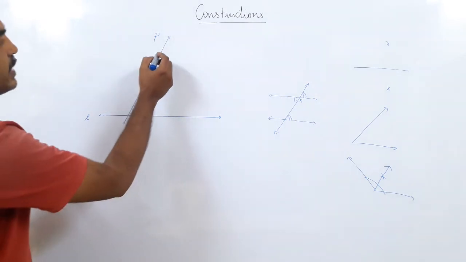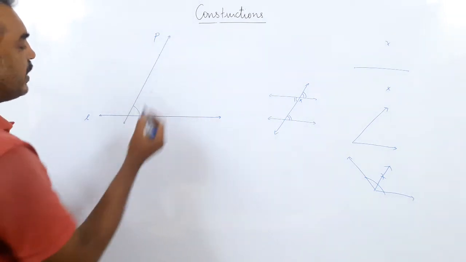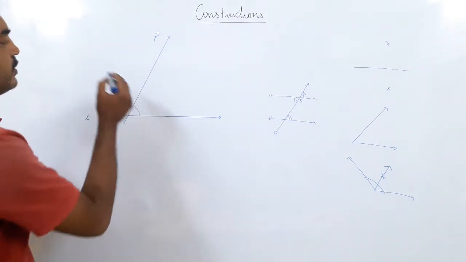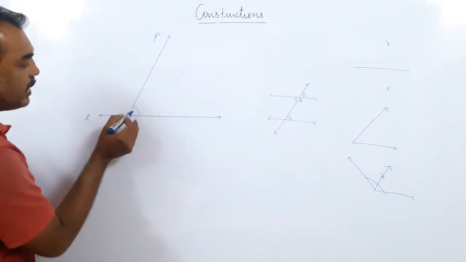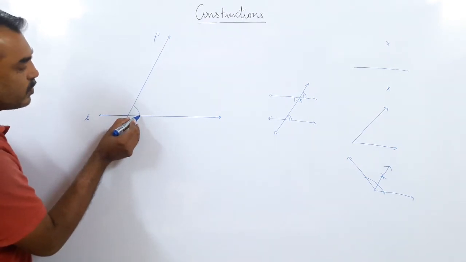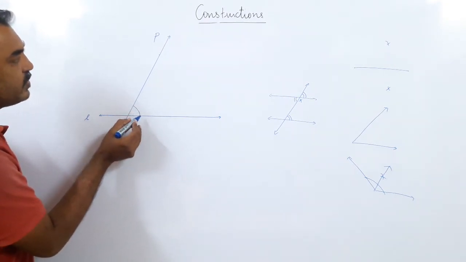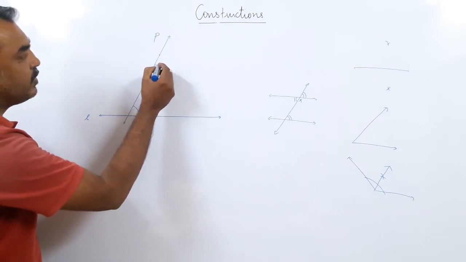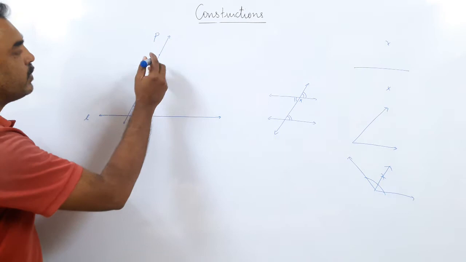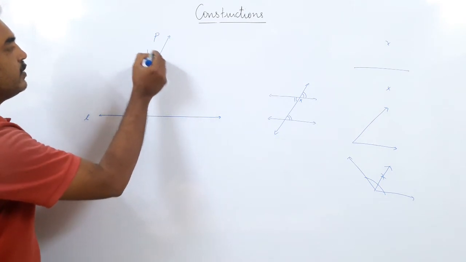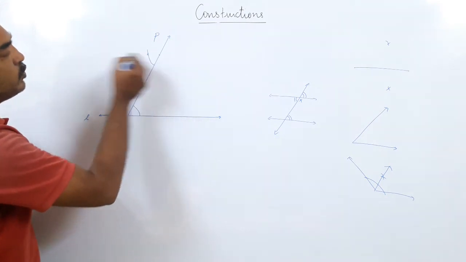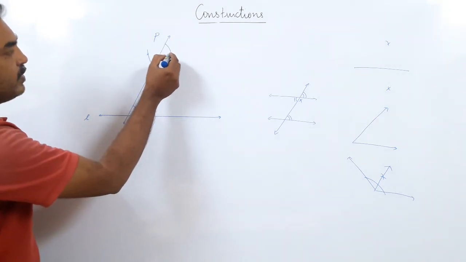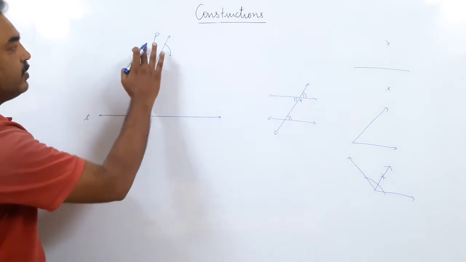Now I have to draw the same angle as the corresponding angle here, or the same angle as the vertically opposite angle here. So I have to measure this angle. See, this angle is say 50 degrees. Then from this point, if I draw an angle of 50 degrees on this side, then this should give me a parallel line. Or from here, if I draw 50 degrees, then I should get a corresponding angle.